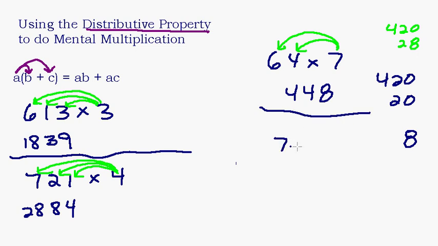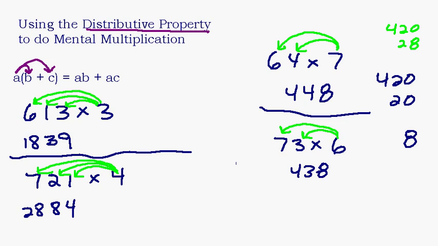So let's say we have 73 times 6. We got 420 again. 420 plus 18. So I'm going 420 plus 10 plus 8. That's 18. 10 plus 8 is 18. So 420 plus 10. You got it? 420 plus 10 plus 8. Hope you got it. 438.